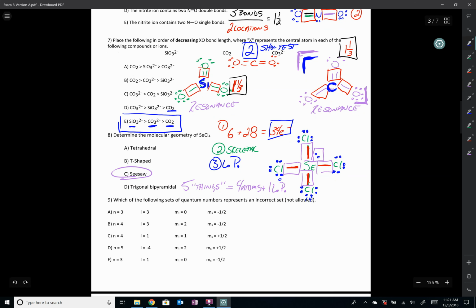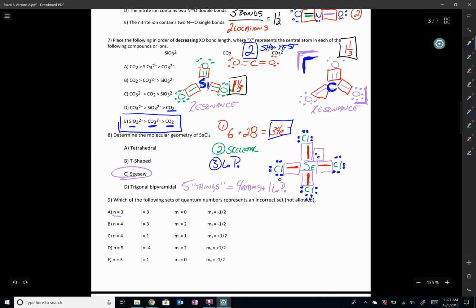Question 9, remember this one had that typo, so there were 2 answers that were accepted here. Which ones are not allowed? Well, we can quickly look at some stuff here. M sub s, they're all plus 1/2 and minus 1/2. There is no problem with M sub s over there, so we don't have to worry about M sub s giving us any clues. So let's take a look.